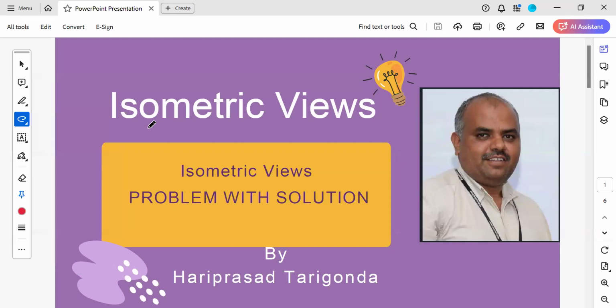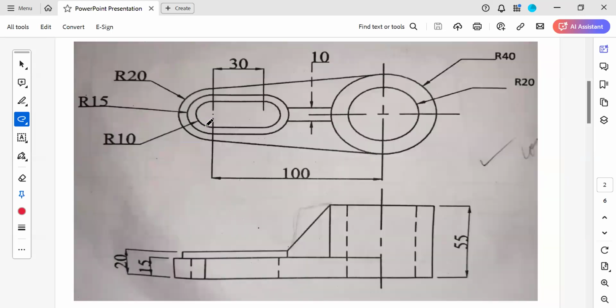Hi, good morning. Today we will see isometric views. So let us see the problem which is asked by one of the students. The front view and top view of the object are given. This is the front view and this is called the top view.